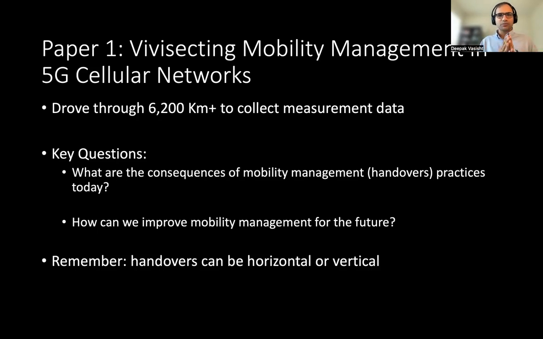And commendably, to understand mobility issues in networks today, the authors drove through 6,200 kilometers to collect measurement data in real 5G networks. And the key questions they ask are, what are the consequences of mobility management or handover practices that are being deployed today? So for example, if I'm doing a video call and driving through 3 cities, then will my video call sustain? What kind of issues will I experience? And then the next question they ask is, how can we improve mobility management for future deployments of these networks?